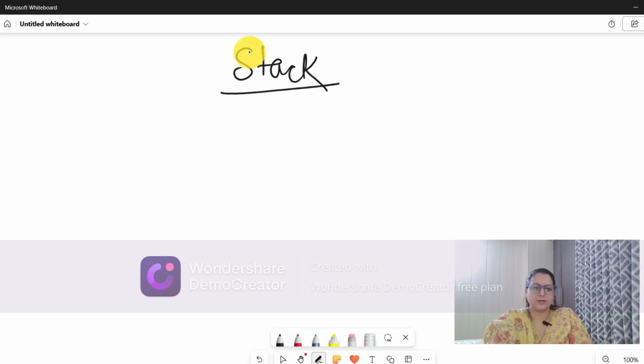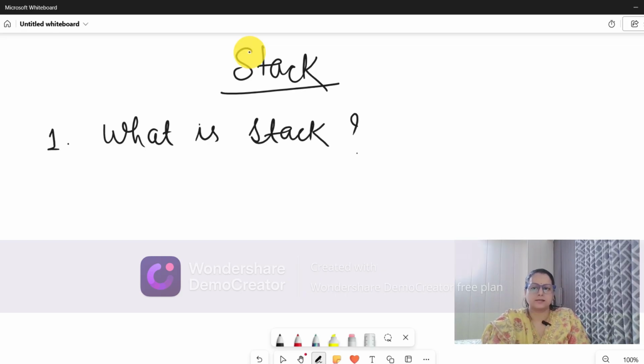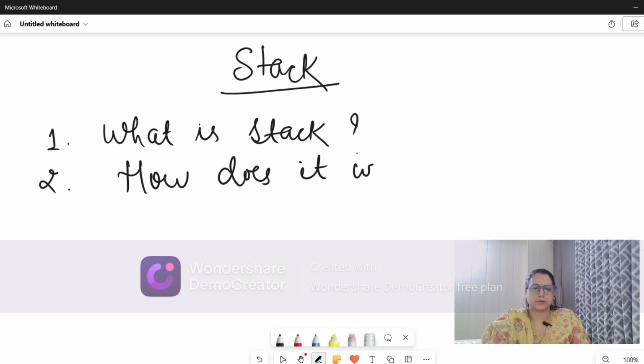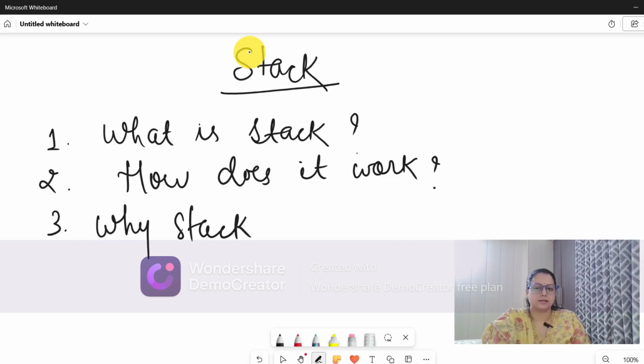So what we will learn in today's video, let us list them first and then we will start one by one. First, we will understand what is stack. Then we will understand how it works. In the next point, we will understand why stack is called a LIFO data structure.